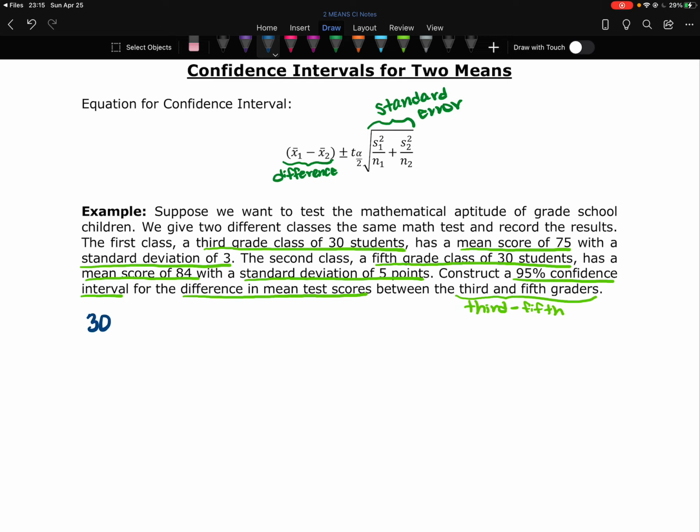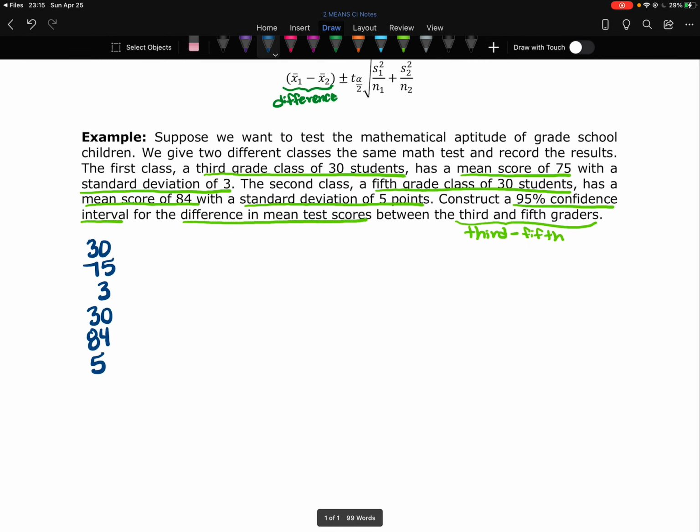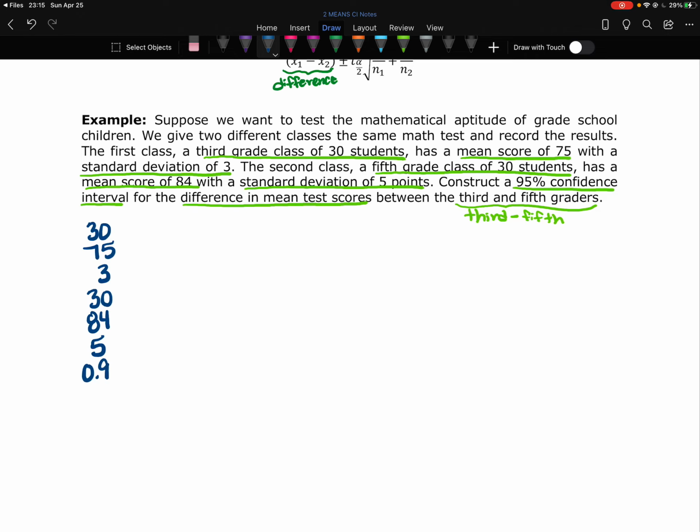So we have 30, 75, 3, 30, 84, 5, and 0.95. I went ahead and turned the 95% into a decimal. To be honest, I did that on autopilot. I wasn't even thinking, I just did it. My brain automatically sees a percentage and turns it into a decimal without even thinking about it.